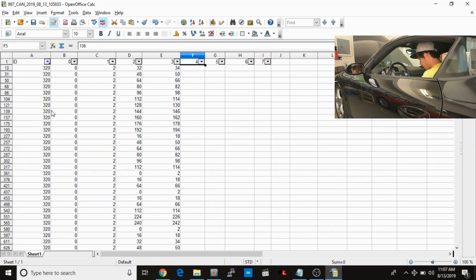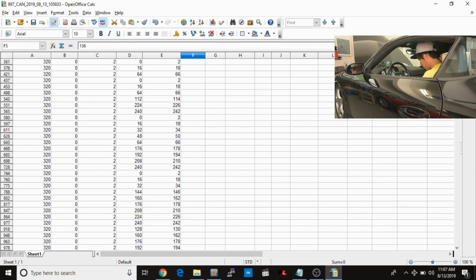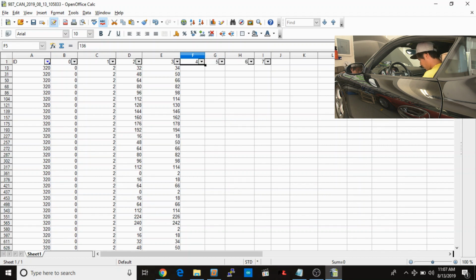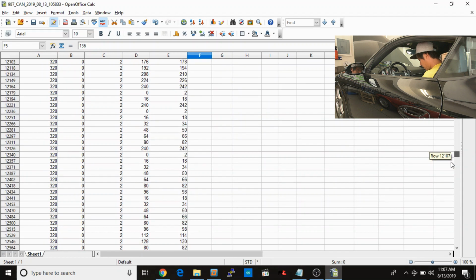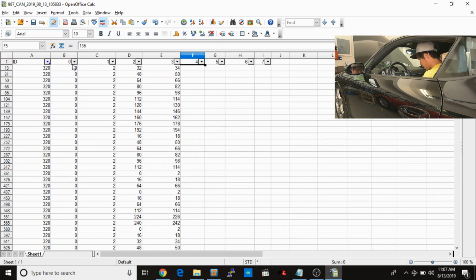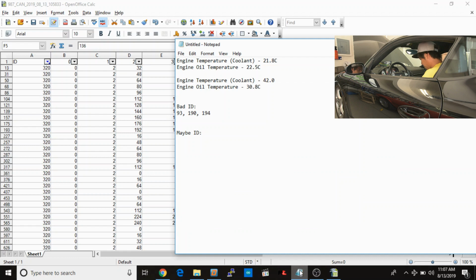So let's look at 320. Position 0 is not going to be it. 2 is not going to be it. 3 is not going to be it, because 2 and 3 are cycling. Position 1 is the same value the entire time, so that can't be it. So I'll make a note that 320 is not it. Okay, let's keep going.